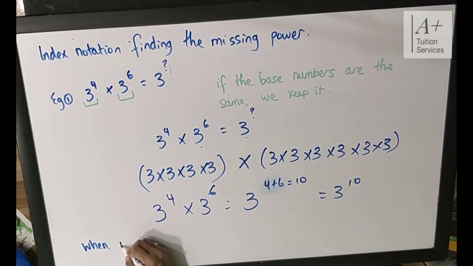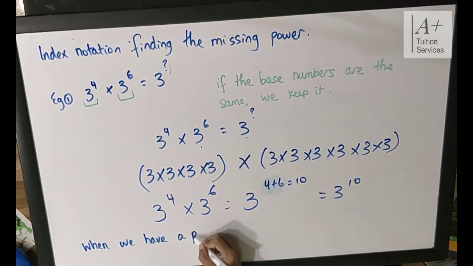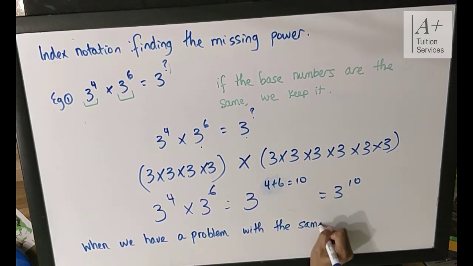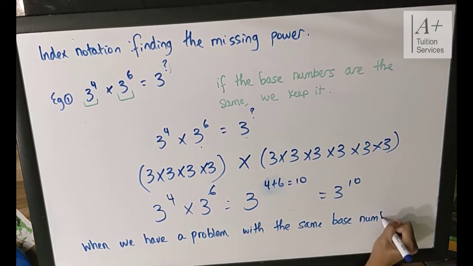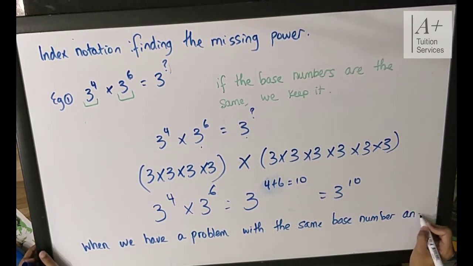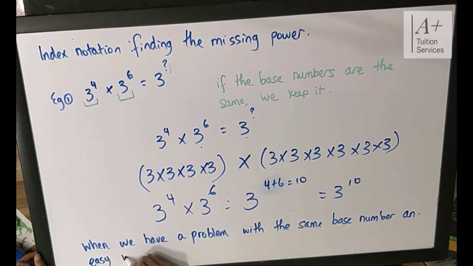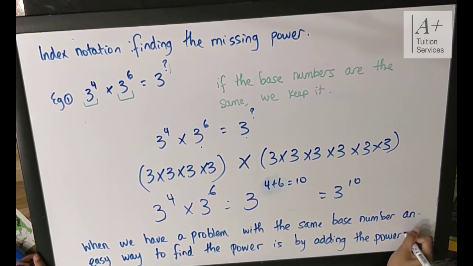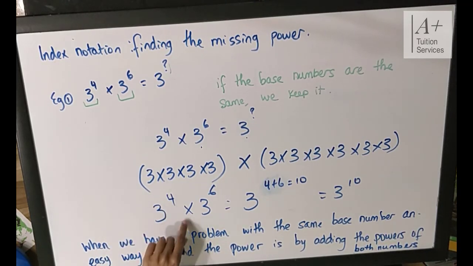So when we have a problem with the same base number, an easy way to find the power or the answer power is by adding the powers of both numbers. Okay?